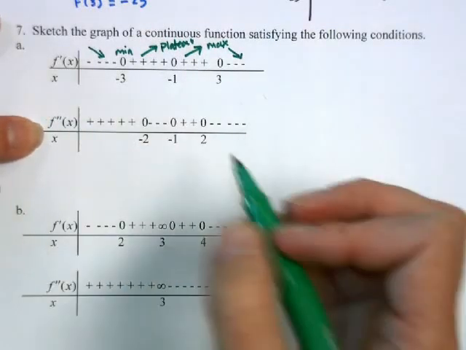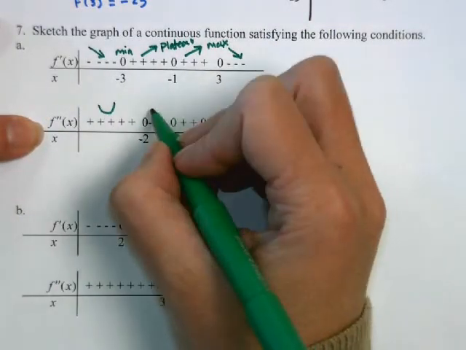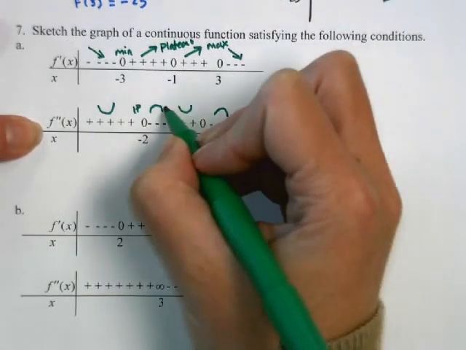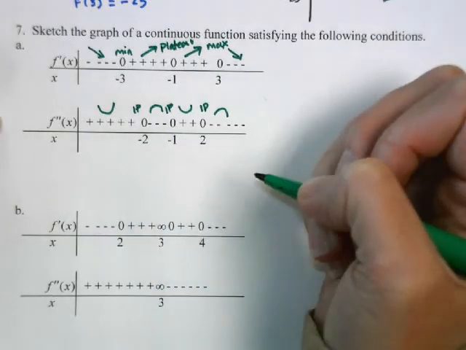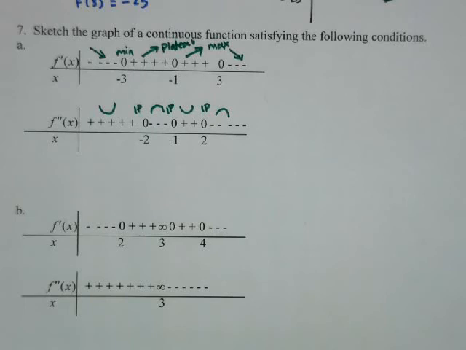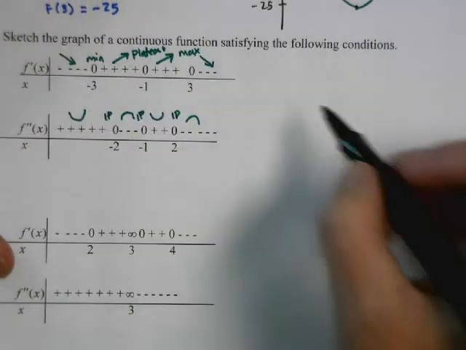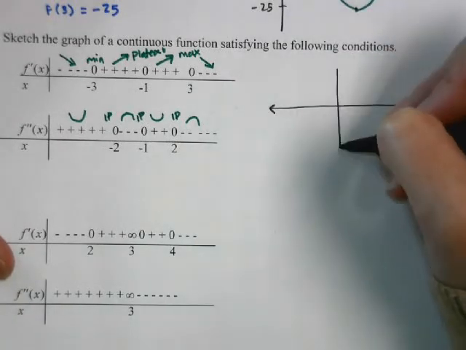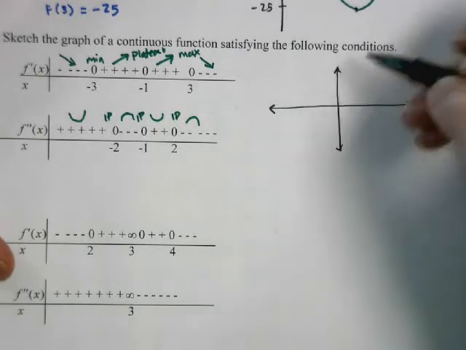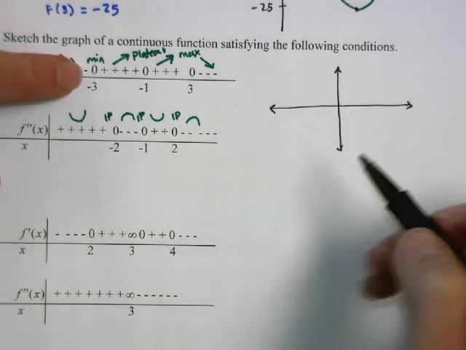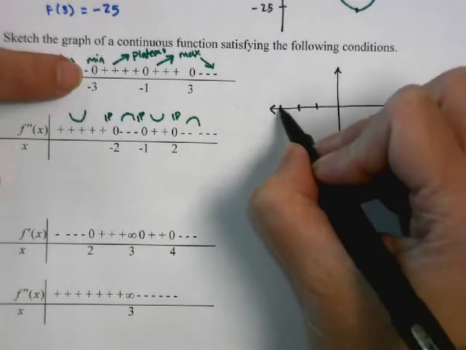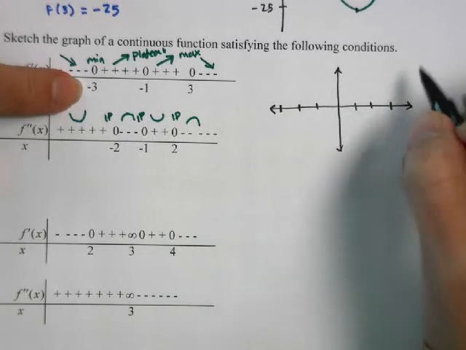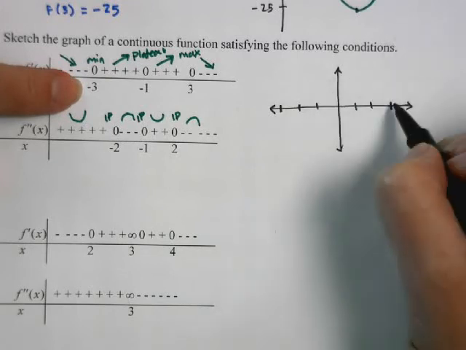From the second derivative, we have concave up, concave down, concave up, and concave down. So we're going to have an inflection point at all of those locations where it switches concavity. We're going to draw a graph here, and again, there's more than one correct way to draw this. Okay, so the points that I care about: at negative 3 we have a minimum. At negative 1 we have a plateau, and at 3 we have a maximum.